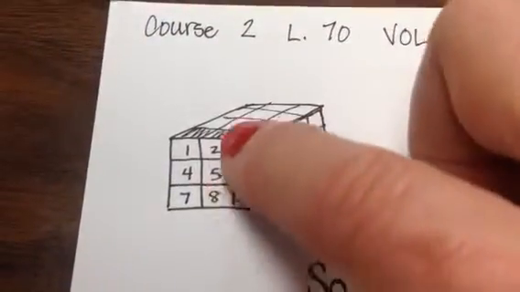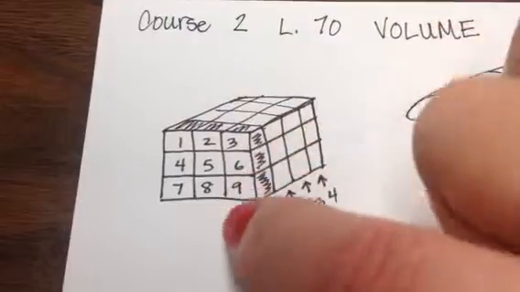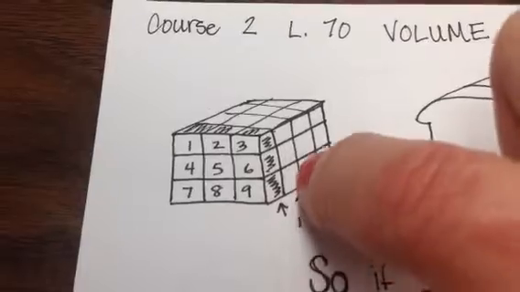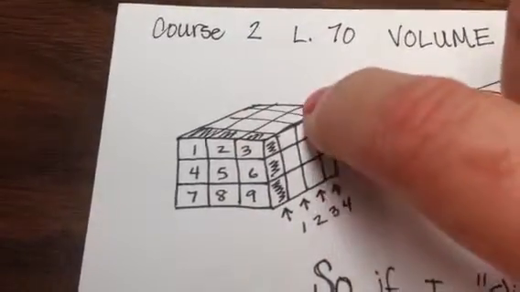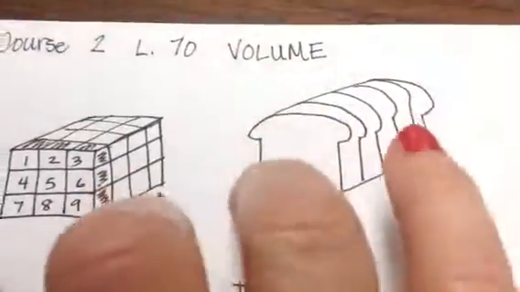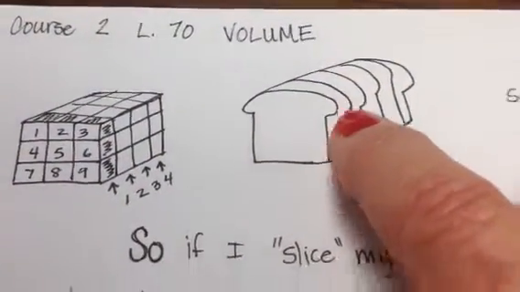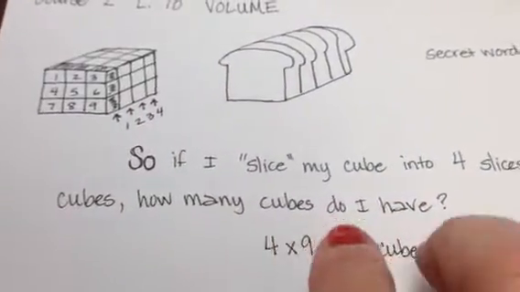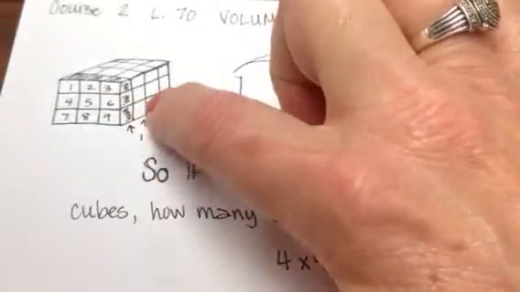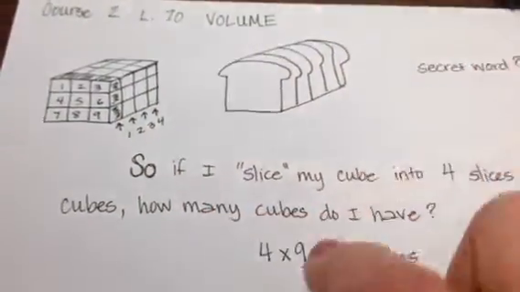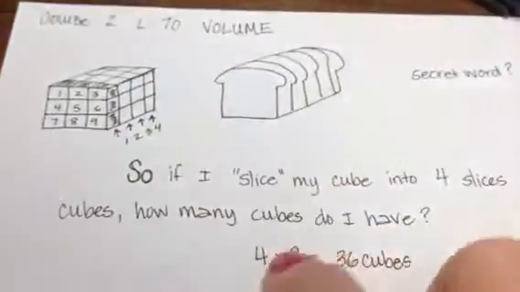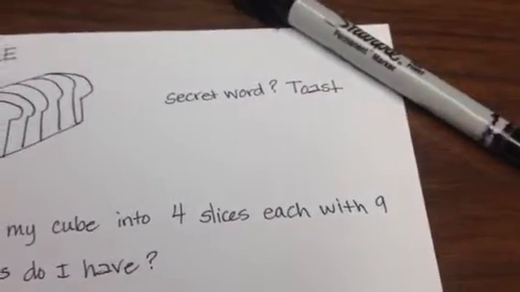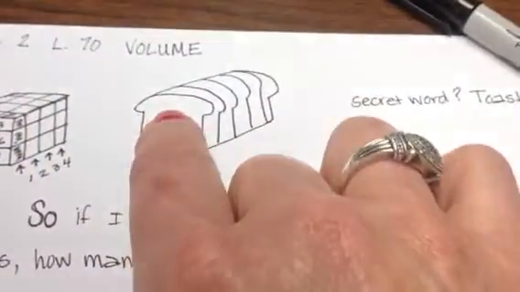Now, volume is just thinking of them as cubes. So I have these 9 cubes, and I have another slice of 9 cubes, another slice of 9 cubes, another slice of 9 cubes. Think of it like slices of bread, all right? If I slice my cube into 4 slices, each with 9 cubes, how many cubes do I have? Well, I have 1, 2, 3, 4 slices of my cube. Each of them has 9 cubes, so 4 times 9 would be 36 cubes. Secret word, by the way, toast, because I thought about that when I made the bread.